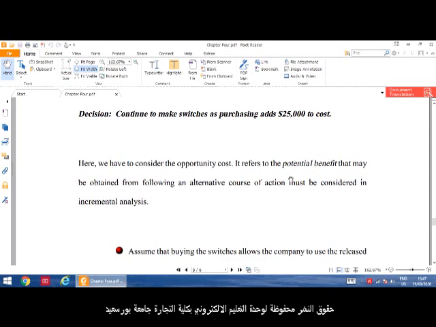Furthermore, we have to consider the opportunity cost. One kind of cost is called opportunity cost. It refers to the potential benefit that may be obtained from following an alternative course of action, and it must be considered in incremental analysis.